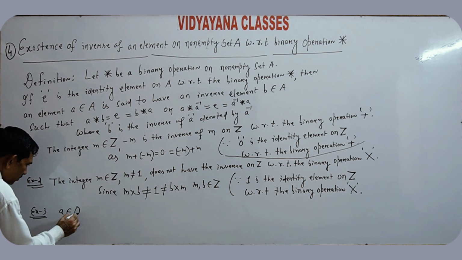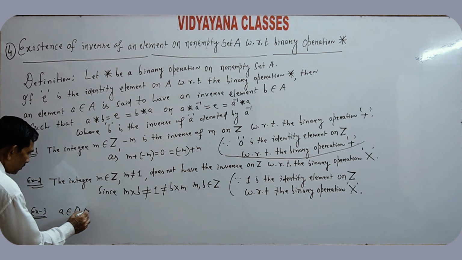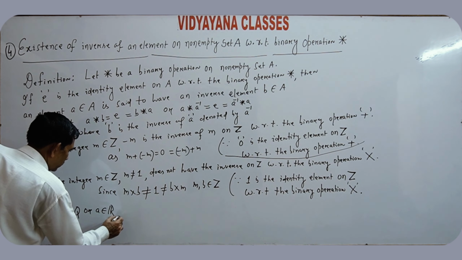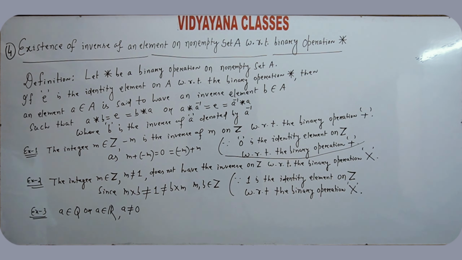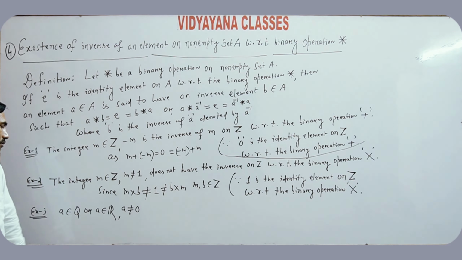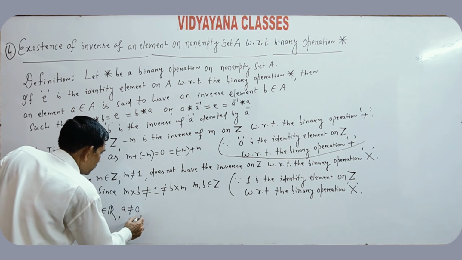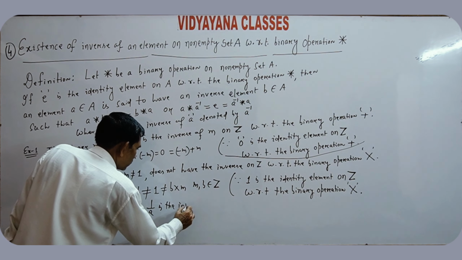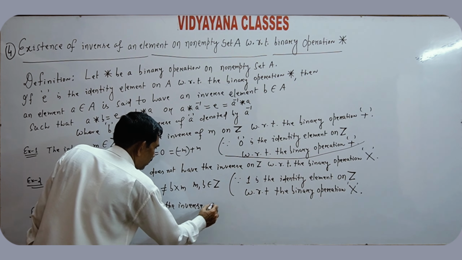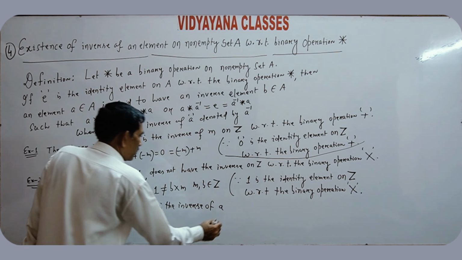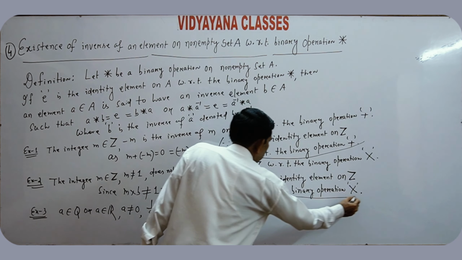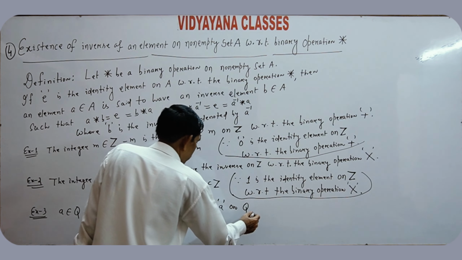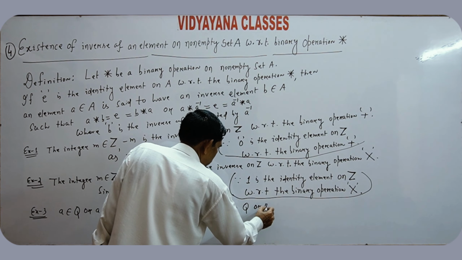a belongs to the set of rational numbers, or a belongs to the set of real numbers, and a not equal to 0. a belongs to the set of rational numbers and a belongs to the set of real numbers, a not equal to 0. 1 by a is the inverse of a on the set of rational numbers or the set of real numbers.